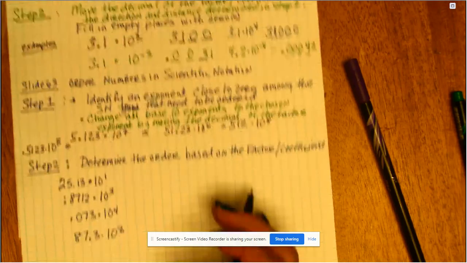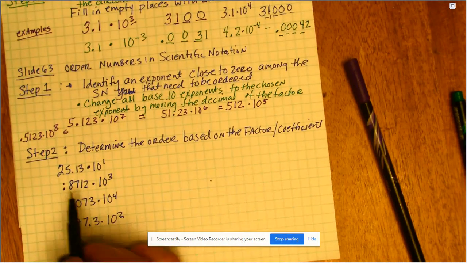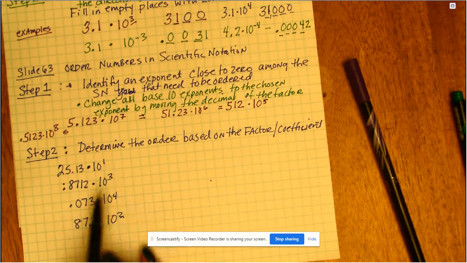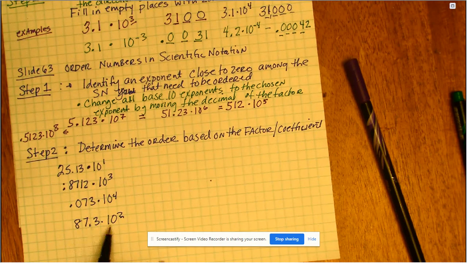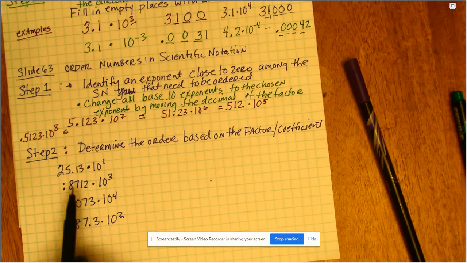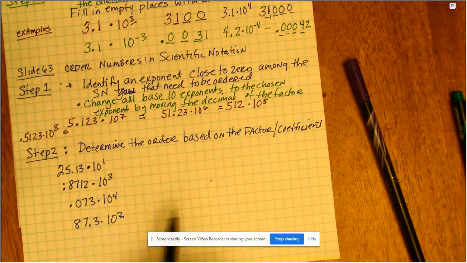And someone said, well, which number is the largest? Right? So we had 25.13 times 10 to the first, 0.8712 times 10 to the third, 0.073 times 10 to the fourth, and 87.3 times 10 to the second. Now, of course, I could have gone through and said that this is 8,712 thousandths and 73 thousandths and 87 and 3/10ths and 25 and 13/100ths. But I just thought using the decimal and the digits would be a little bit easier for you guys to understand. So according to this, I want to pick a number that's close to 0.